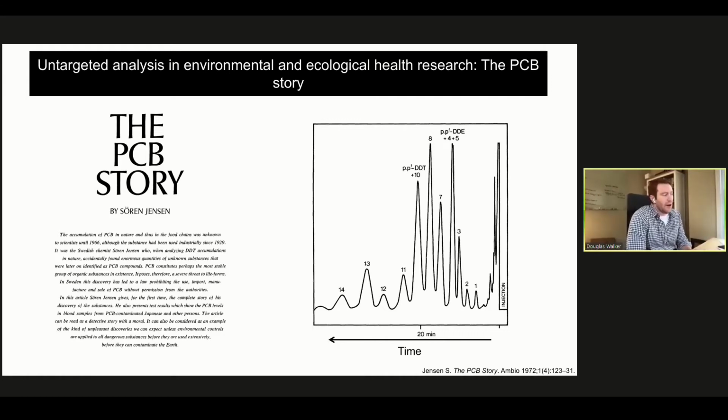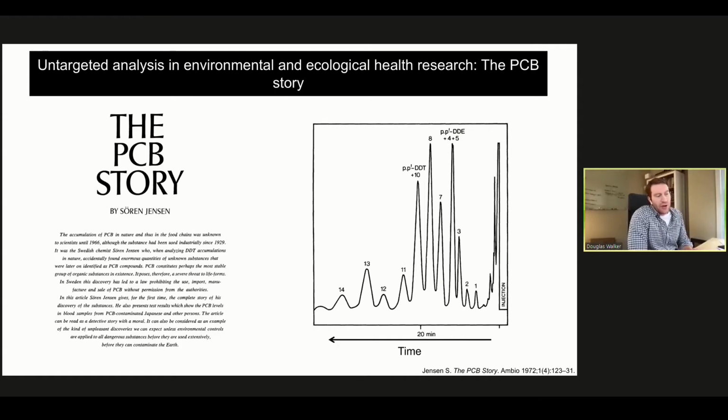And this was the work of an analytical chemist named Søren Jensen in Sweden, who was really one of the first to identify the presence of polychlorinated biphenyls in tissue samples, back in the early 60s. So this chemist, Søren Jensen, his initial research was focused on measuring DDT and DDE metabolites in tissues from birds that they were finding deceased in Sweden.